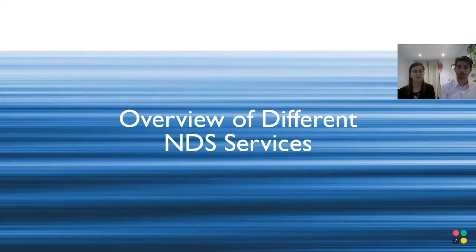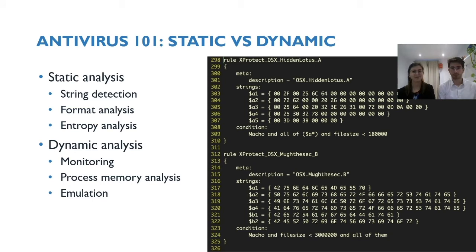So let's take a little tour of the different NDS services we identified. But first, a little reminder. What is static analysis? What is dynamic analysis? Static analysis is, to put it simply, everything you can do on a file without running it. It includes, for example, string detection, of which you have an example right here, so you have a rule. You have also format analysis. Is it a portable executable? Are the headers correctly formatted? Is it signed? If yes, by whom? Is the entropy high or not, which could indicate it is a packed sample? Everything, unless you have to run the file.